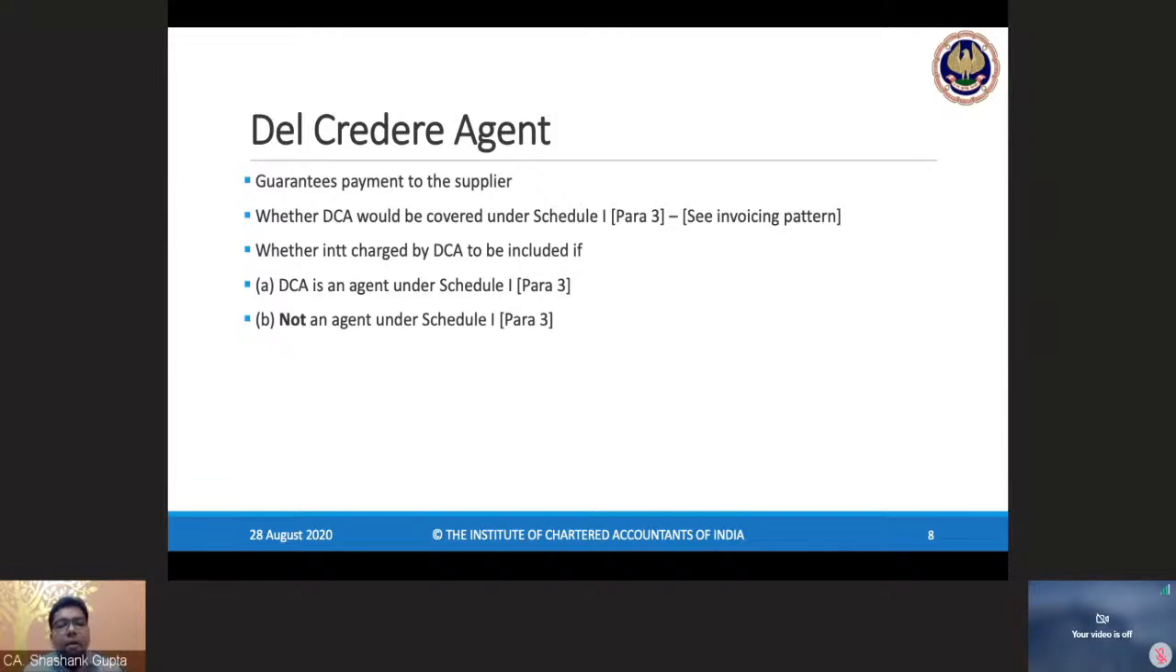Second scenario, where the del credere agent is not an agent covered under Schedule 1. In such cases, since the agent has no direct relationship with the buyer, he is simply an agent supplying services, the interest will be separately charged from the buyer.